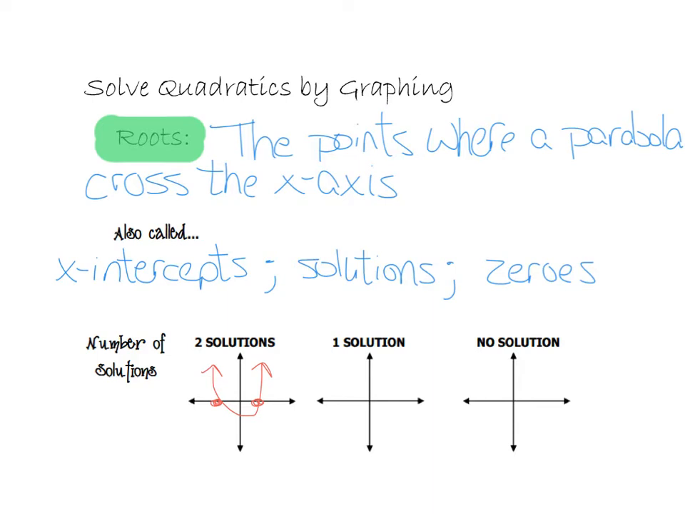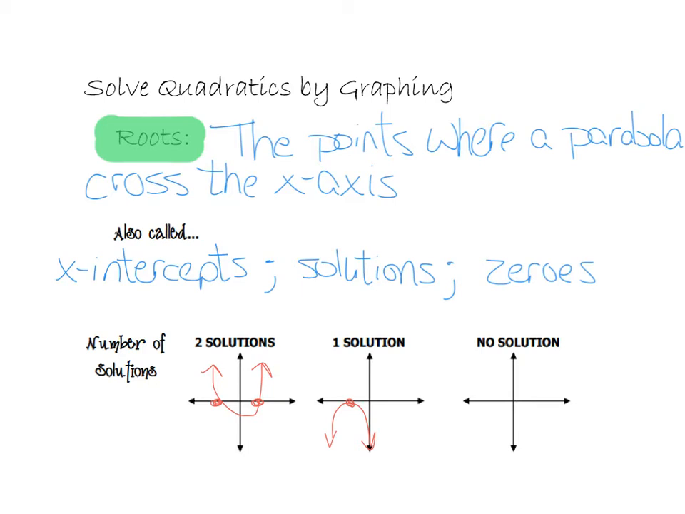How could it have one solution? How could a parabola only cross the x-axis in one point? What would that look like? What if the vertex was on the axis? And I missed it a little bit there. But if the vertex is on the axis, then it has one solution.